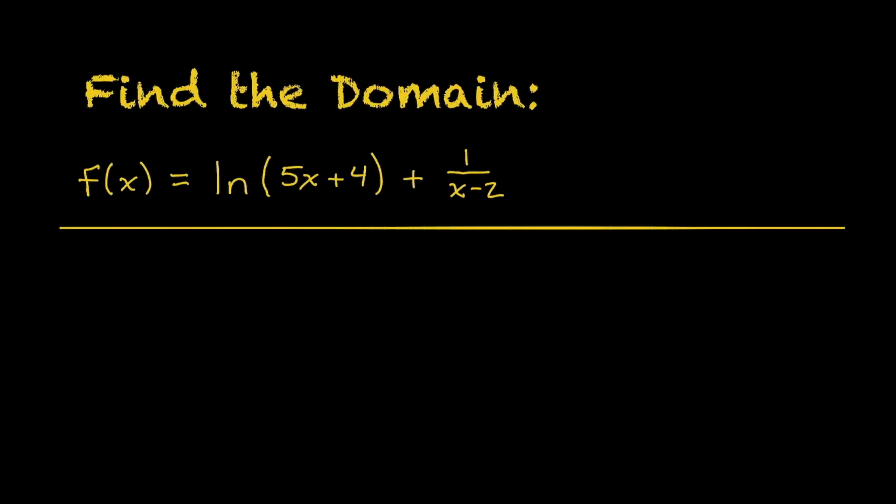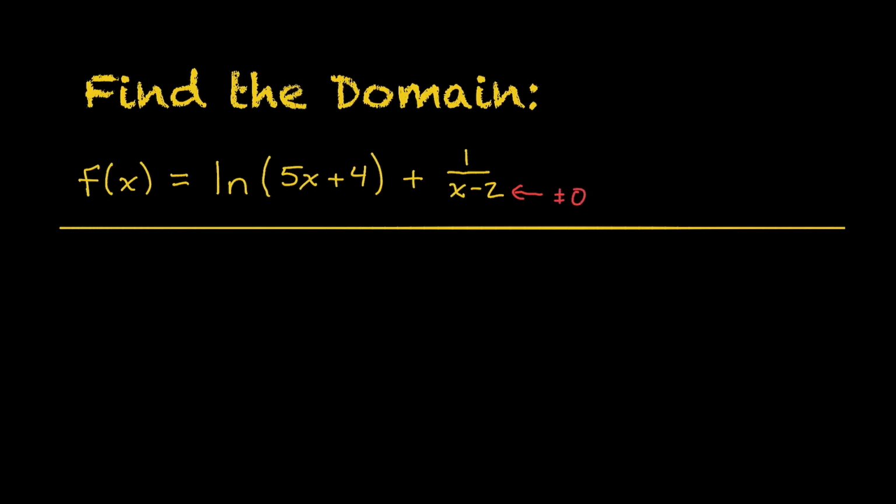All right, let's take a look at another one. Here we're going to find the domain of f of x is equal to the natural log of 5x plus 4 plus 1 over x minus 2. Again, I want to look for things that I can't do in math. So I can't divide by 0, so if I see this division 1 over x minus 2, I need to worry about that. I need to say that that can't be equal to 0.